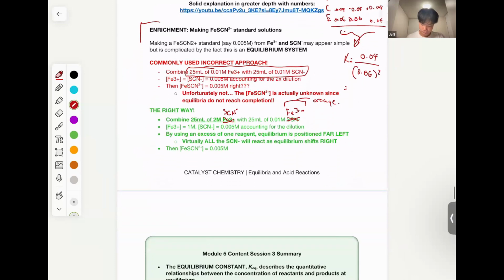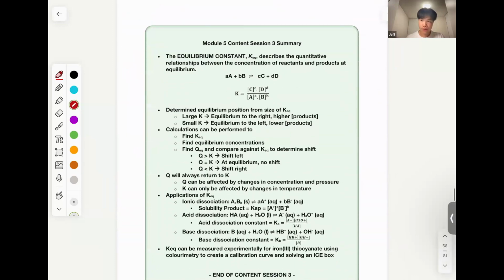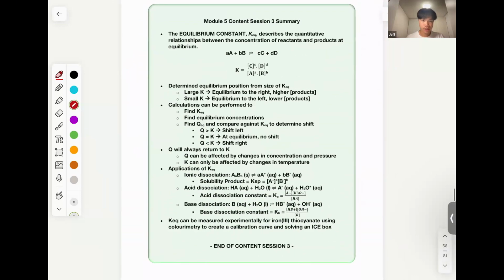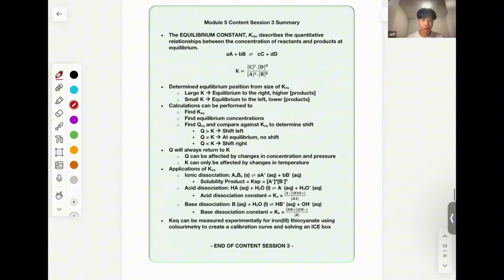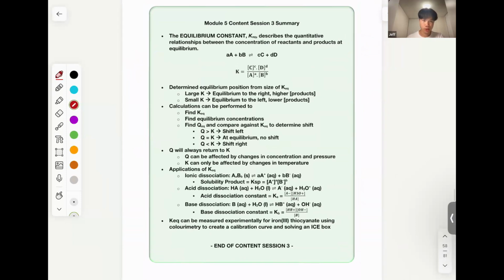Okay, and that's the end of the third inquiry question. KQ expressions, large versus small KEQ, Q versus K, your common KEQ calculations, the concept that Q always returns to K, and that Q changes from concentration and pressure, K changes from temperature. You have several applications through ionic dissociation and acid-base, and then finally the KQ experiment with iron thiocyanate and colorimetry to find a KQ.